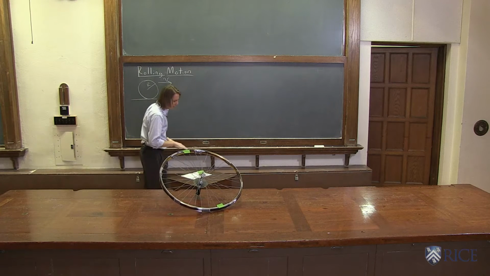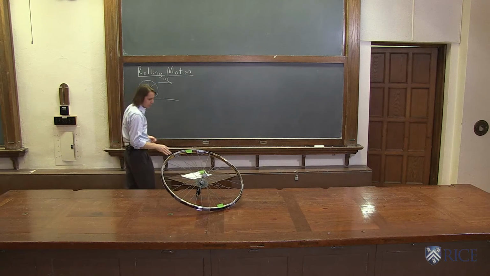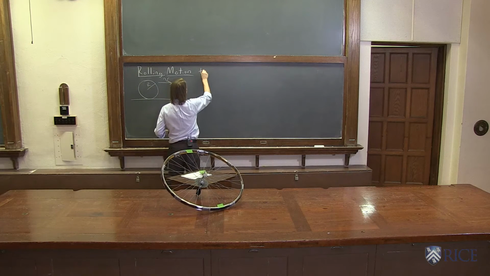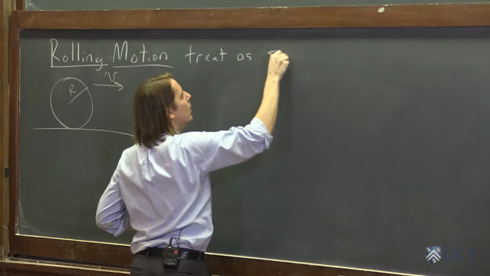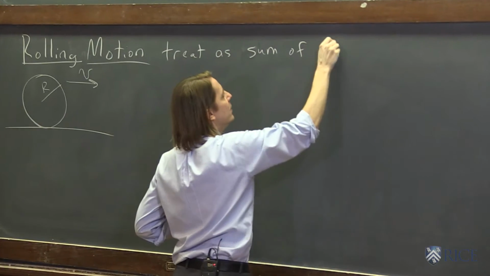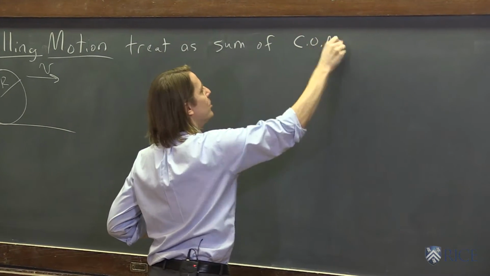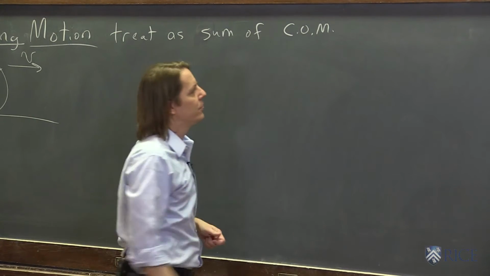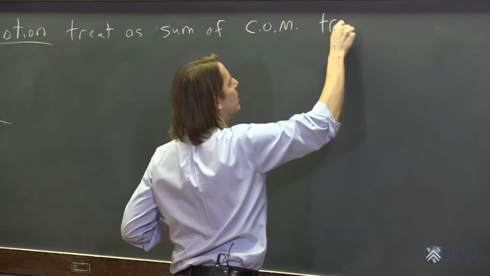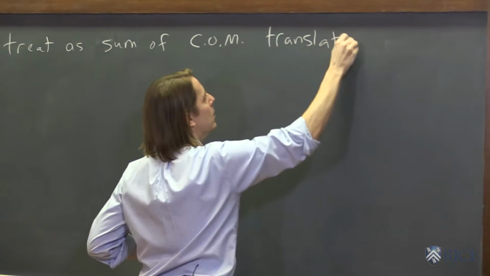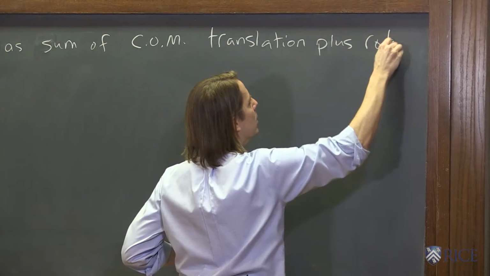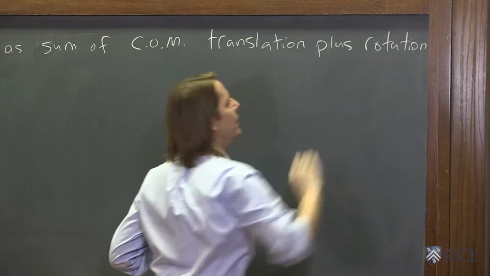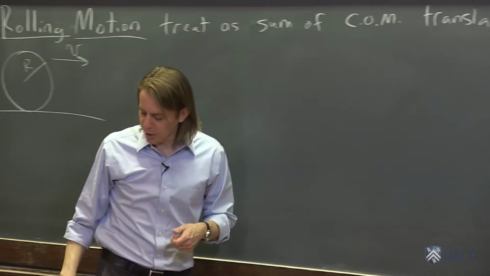There's a simpler way to treat rolling motion, and that is to treat it as the sum of center of mass (COM) translation plus rotation. And then it's not quite so complicated.